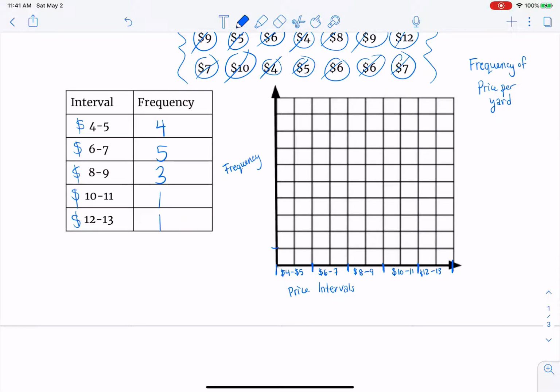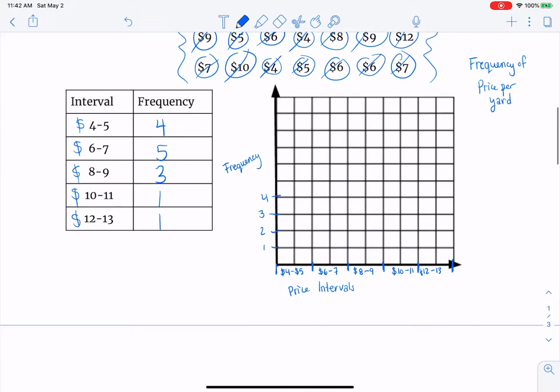We can make our units 1 on this one as well. 2, 3, 4. If we wanted to make our graph a little taller, we could actually stretch it out and make this 1 and this 2 and this 3, but I don't want to do that. Let's not do that. So the first frequency interval will be $4 to $5. The frequency is 4. So I'm going to go to 4.